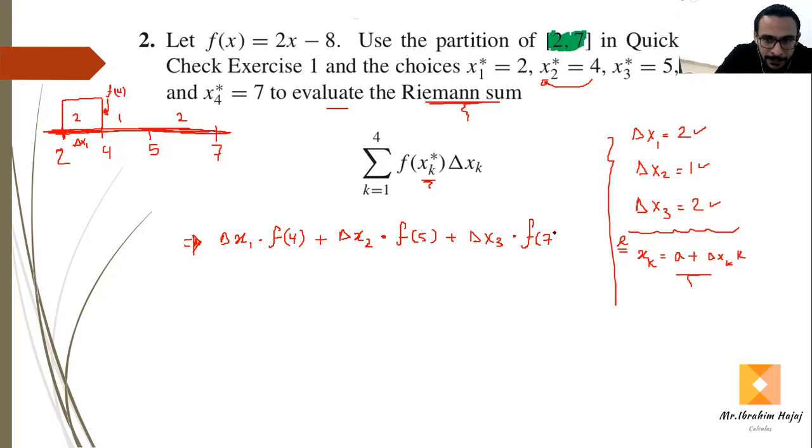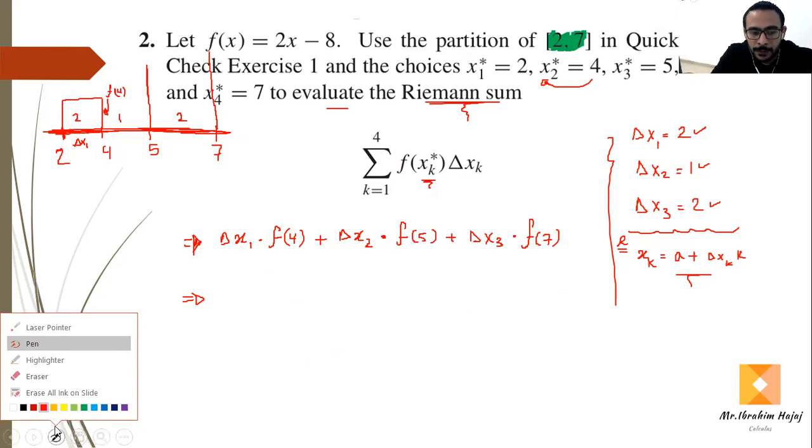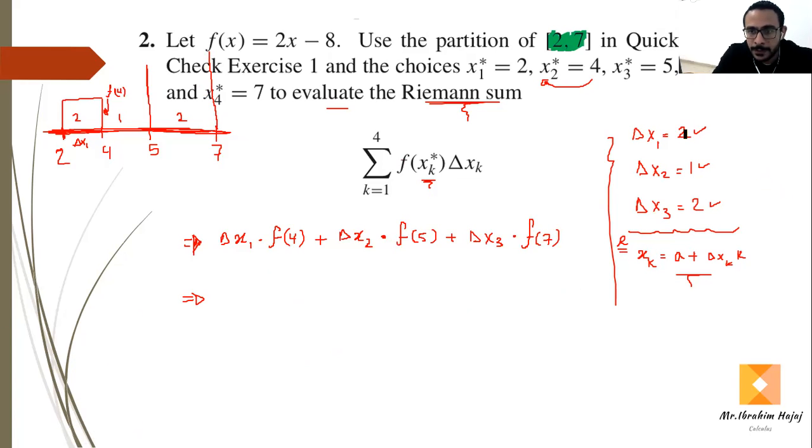Okay, so when we solve it, delta x1 is 2 and f of 4 is 0, so that's going to be 0. What's delta x1? 2. We did it in the previous session. We said it's 2, and delta x2 is 1, and delta x3 is 2. We need to use this since we have the x's given for us here as 2, 4, 5 and 7.